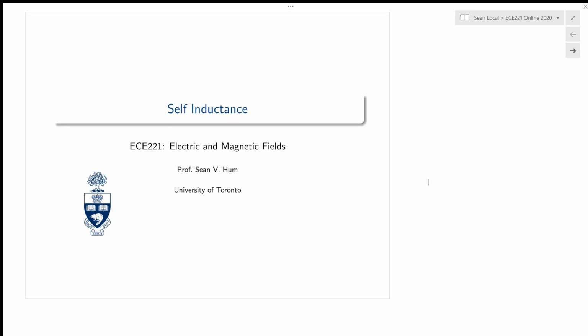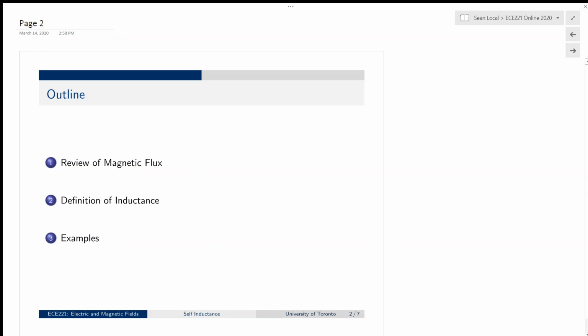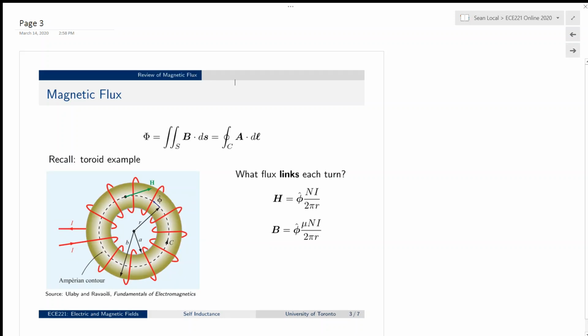In this video, we're going to introduce a magnetic device known as an inductor and focus on a particular property known as self-inductance. Here's an overview of the video. We'll first review the concept of magnetic flux. This is important because we need to understand how magnetic flux is generated around a magnetic device in order to define its inductance. And then we'll work through a number of examples to reinforce the practical way in which one can determine the inductance of a device.